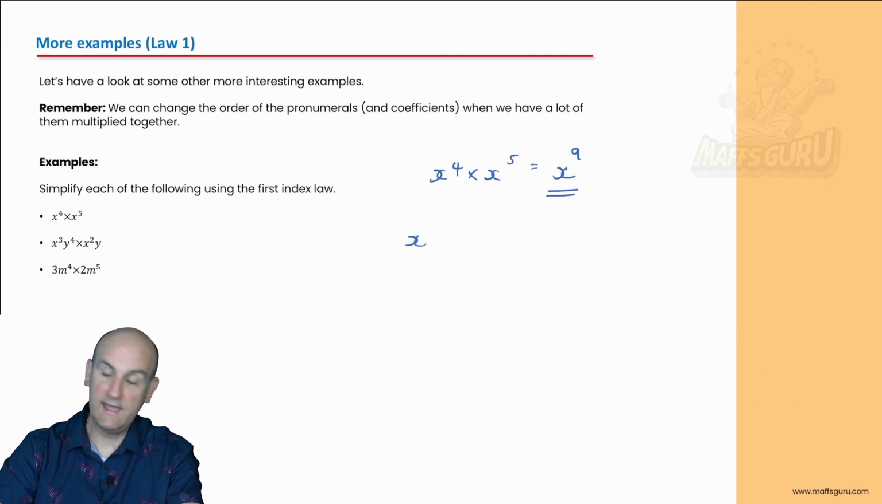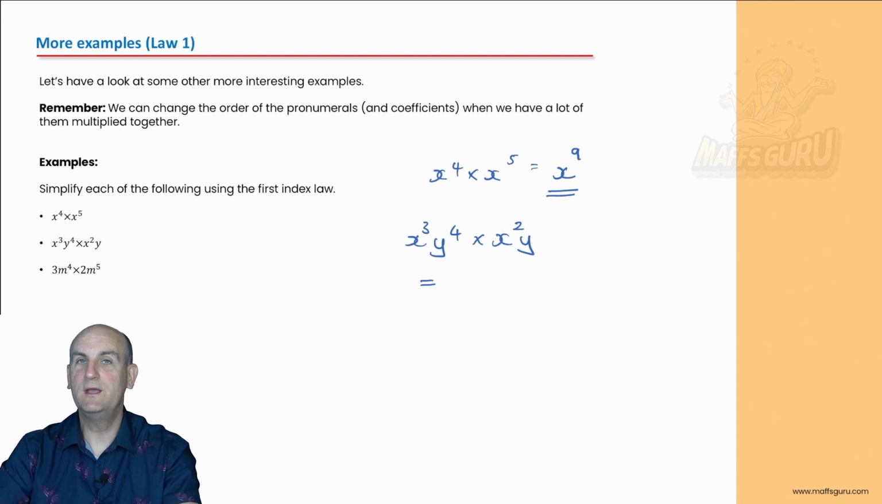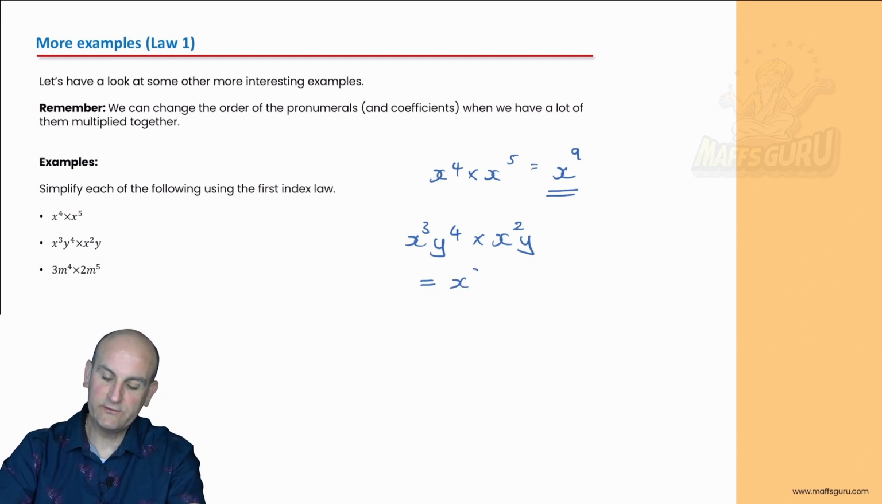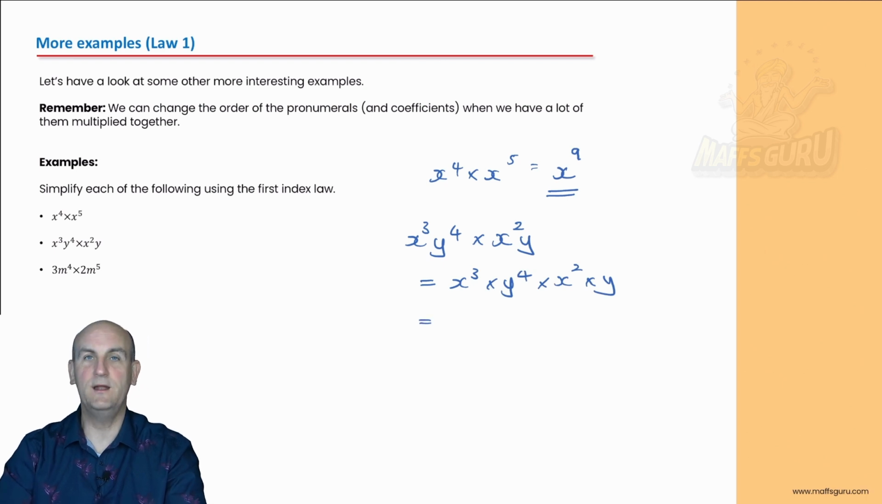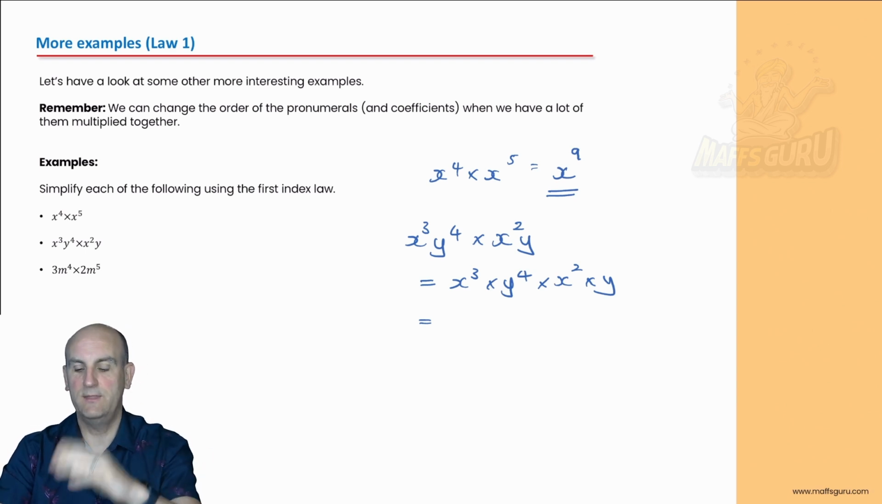All right, well, what do we got here? x to the power of 3, y to the power of 4 times x squared y. Now this is a bit of a trick. Why? Because between all of those are time signs. So that's the same as x cubed times y to the power of 4 times x squared times y. Now, are they all times together? They are. So what we can do is do the rules on my x's first and then my y's.